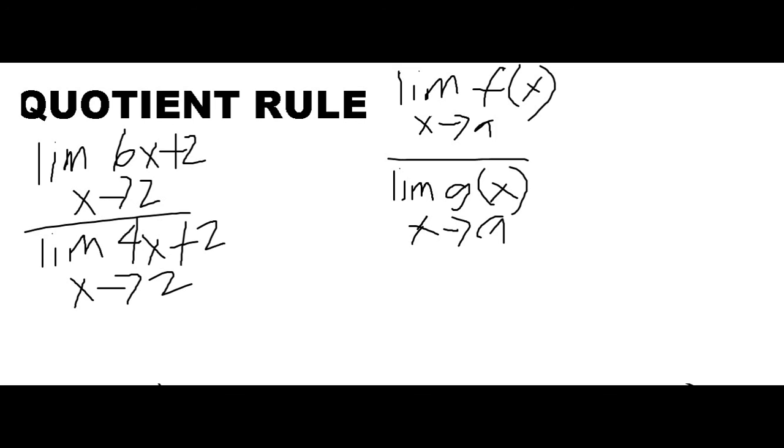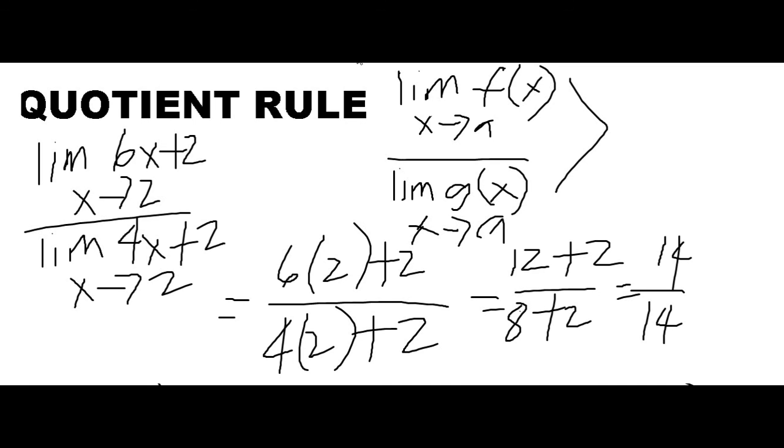So, guys, for example, let's say we have limit of 6x plus 2 as x approaches to 2 over the limit of 4x plus 2 as x approaches to 2. So, ang gagawin lang natin, gagamitin natin yung formula for quotient rule and isa-substitute natin kung ano yung value ng x. So, we have 6 times 2 plus 2 over 4 times 2 plus 2, and 6 times 2 is 12 plus 2 over 8 plus 2 is equal to 14 over 14. So, 14 over 14 is equal to 1. So, the final answer is 1.